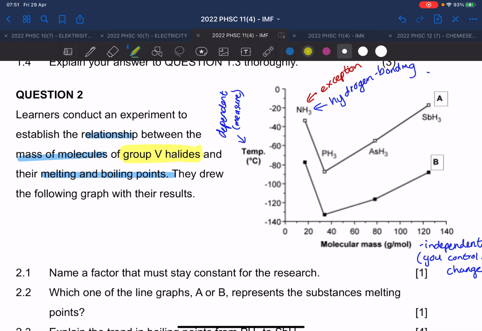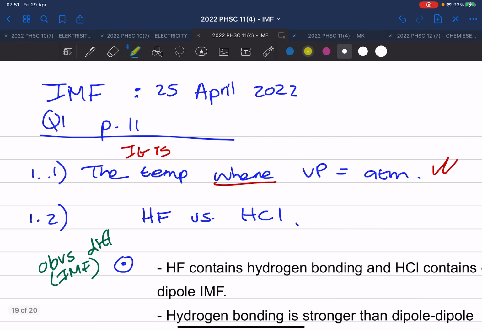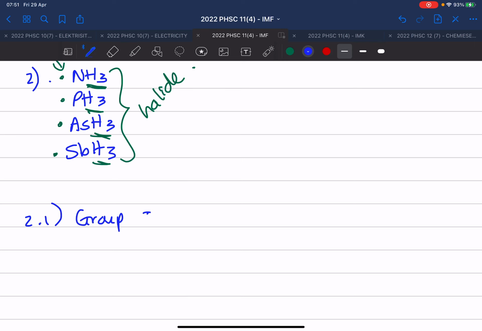For this experiment. Okay, if I want to check who is the fastest person under 18 in this school, can I take an under 14 learner? No. It must be an under 18 learner. All right. So I'm going to just go back there. So what must be kept constant there is it must be group 5 halides.